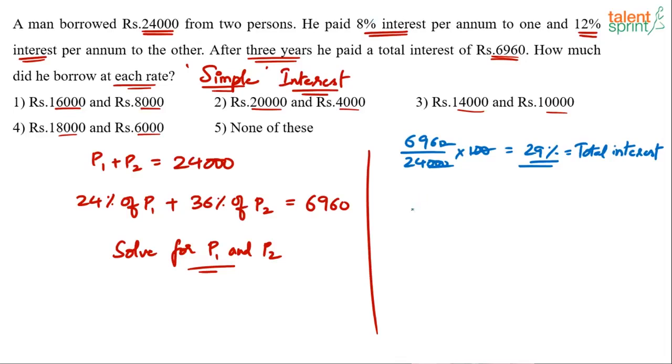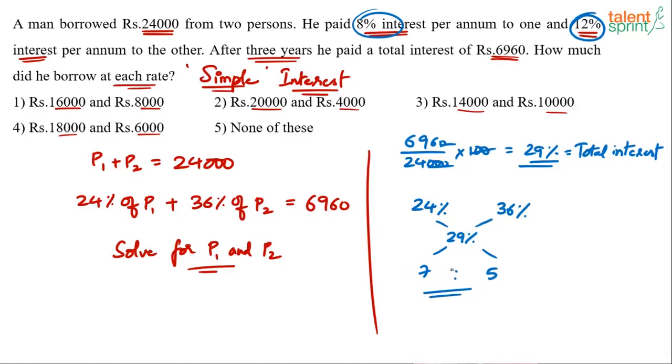So, how much interest will you get? 24%. Let's assume the whole amount was borrowed at 12%. How much interest will you get? 36%. But in the mixture, where some amount was borrowed at 8% and the remaining amount was borrowed at 12%, we got an effective 29%. Take the cross difference. 36 minus 29 is 7%. 24 minus 29 is 5%. So the ratio is 7 is to 5.